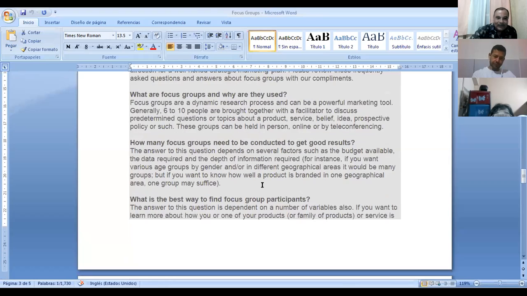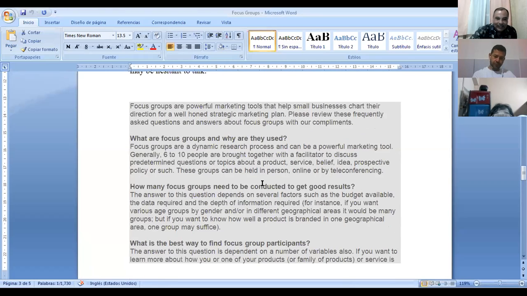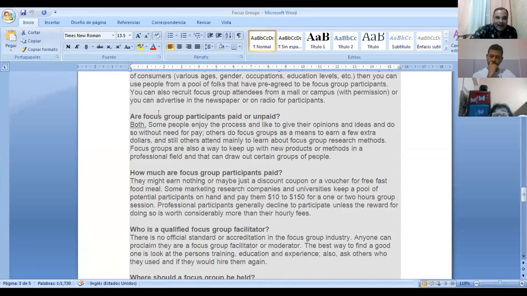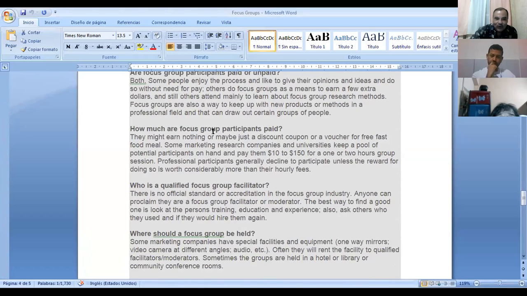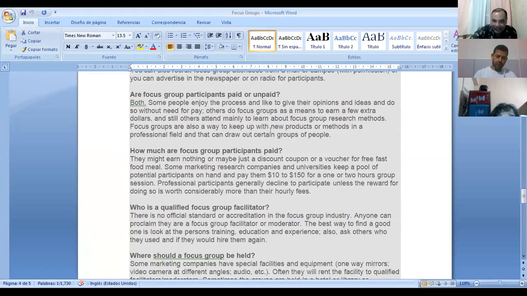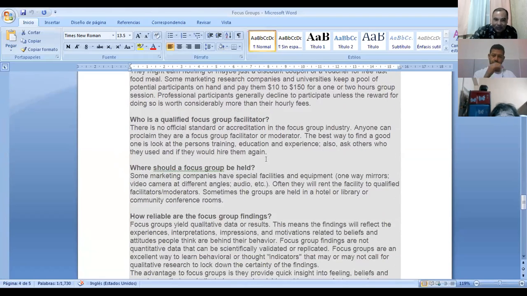Now, we are going to read all this. This part. Are focus group participants paid or unpaid? How much are focus group participants paid? I want you to discuss these two. Are focus group participants paid or unpaid? And how much are focus group participants paid? Only those two. Is that clear?